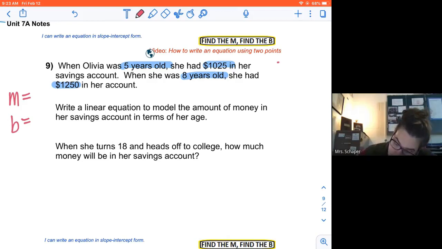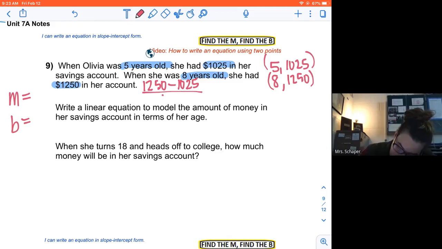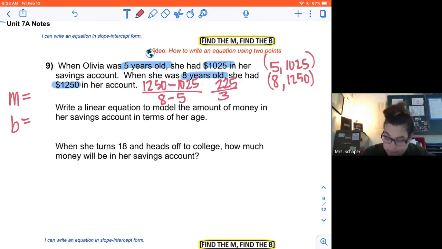So at 5 years old, there was 1,025. And at 8 years old, there was 1,250. So now I need to figure out how much money per year. So I'm going to take 1,250 minus 1,025 divided by 8 minus 5. So 1,250 minus 1,025 is 225 divided by 3. So that would be $75. So that's my rate of change.